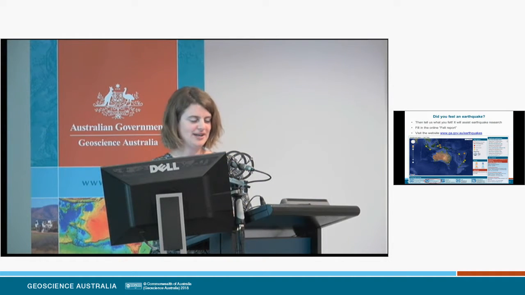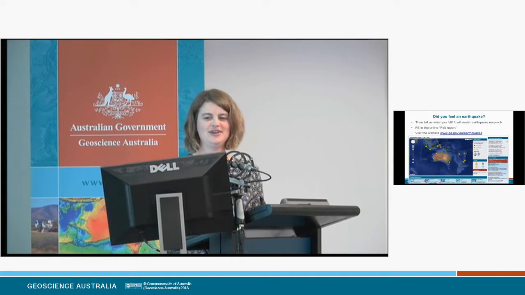Okay, so winding up now. Do you know that you can fill in a felt report if you felt an earthquake in Australia? Geoscience Australia, through our webpage, provides a means where the general public can report what they've experienced during the earthquake. I've shown that this can actually assist in our earthquake research. So you can fill in an online felt report, just highlighting down the bottom here, and visit the website for other information about recent earthquakes that have happened as well.